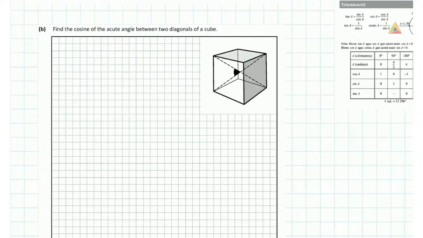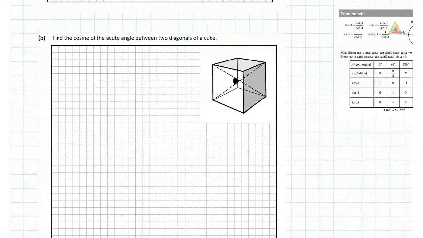So if we look at what they're asking for in the question, first of all, you're asked to find the cosine, so that's your cos, of the acute angle between two diagonals of a cube. And you can see that's marked right there in your diagram. Okay, so it's a cube, so we know that all of the sides are exactly the same.